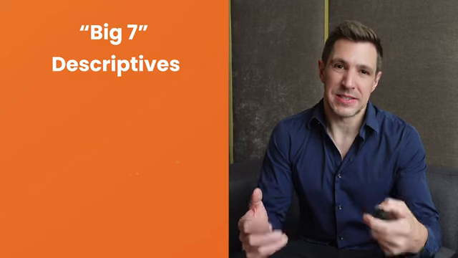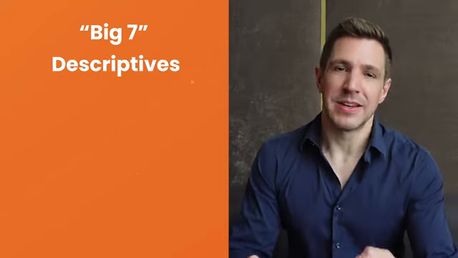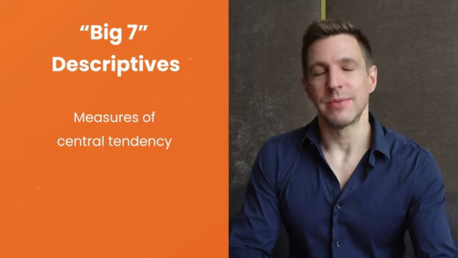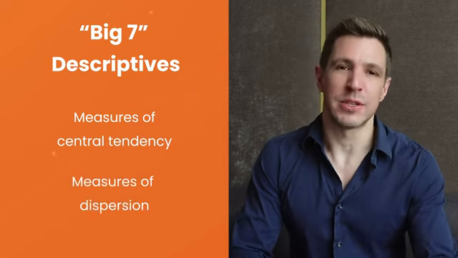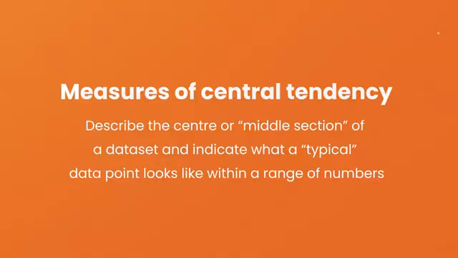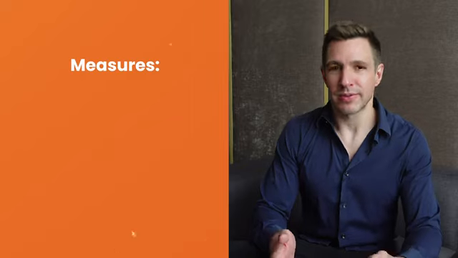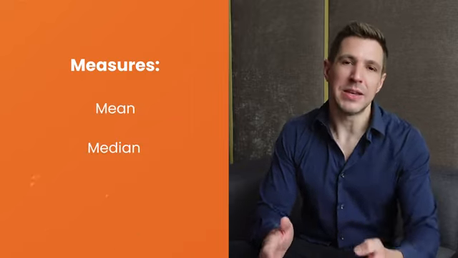All right, with the what and the why out of the way, let's take a look at the most common descriptive statistics. Beyond the basic counts, proportions, and percentages that I mentioned earlier, we have what we call the Big 7 descriptives. These can be divided into two categories: measures of central tendency and measures of dispersion. Let's start with the former. True to their name, measures of central tendency describe the center or middle section of a dataset. In other words, they provide some sort of indication of what a typical data point looks like within a range of numbers. The three most common measures of central tendency are the mean, the median, and the mode.